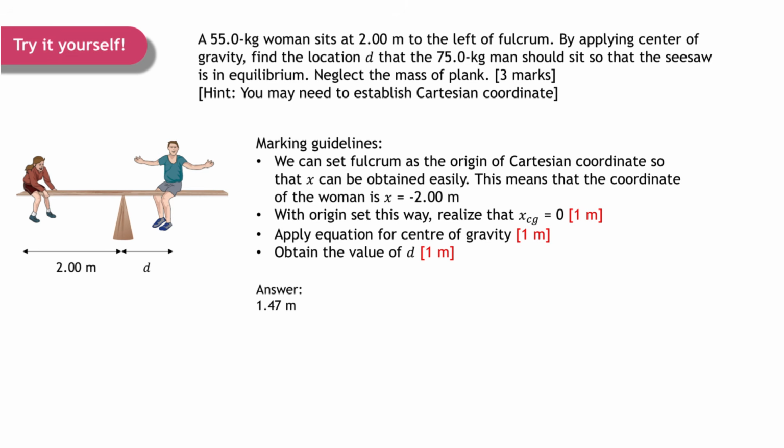Take the fulcrum as the origin, so the center of gravity of the system is at x equals 0. Apply the center of gravity equation to determine the position of the 75 kilogram man. The correct answer is 1.47 meters.